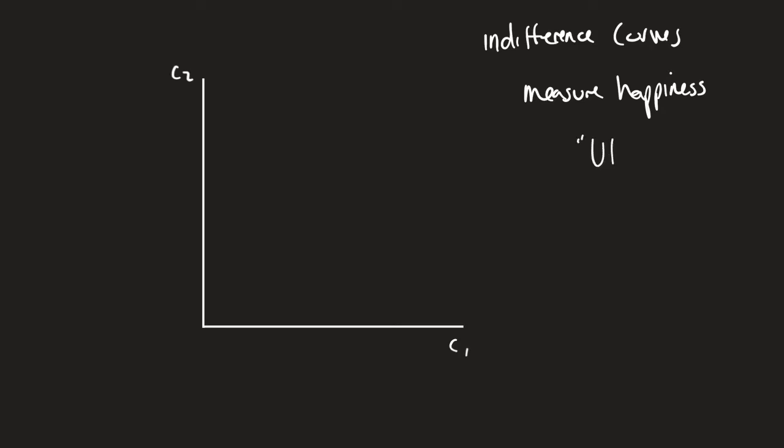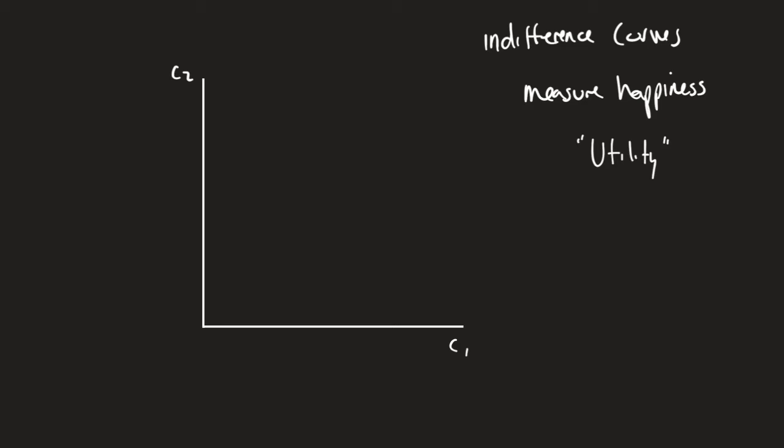Let's do a very brief introduction to indifference curves. Indifference curves are trying to measure happiness through something economists call utility. What an indifference curve does is it connects every single point that a person is indifferent between.